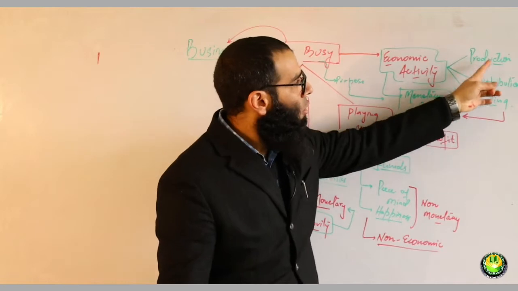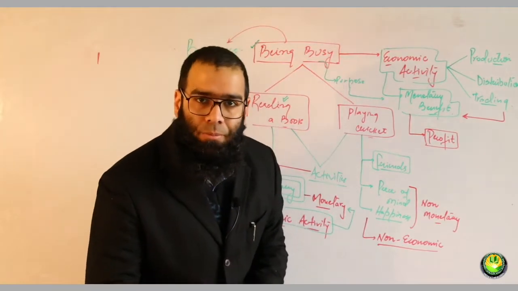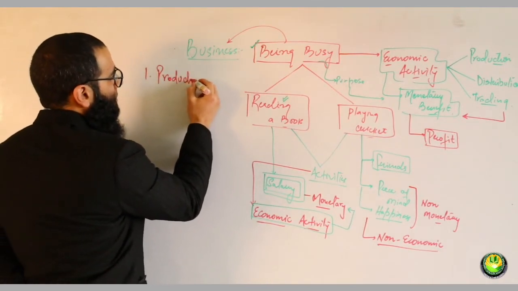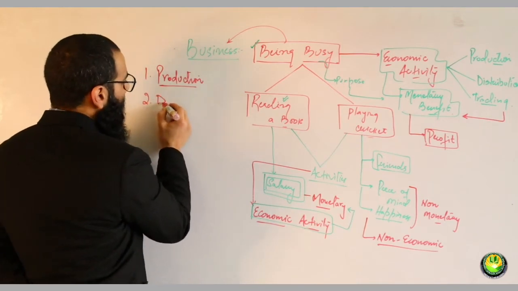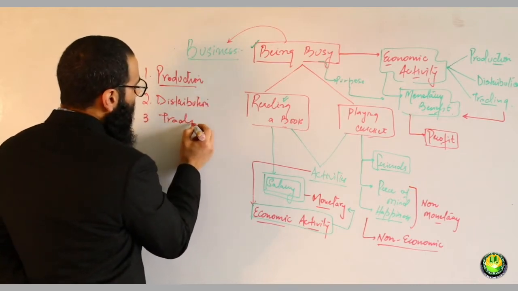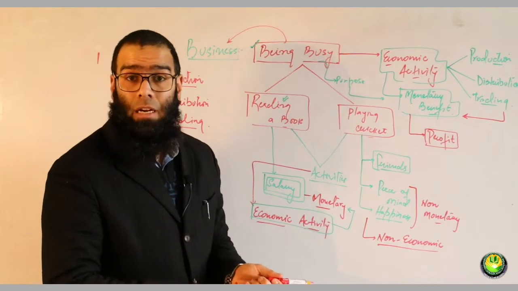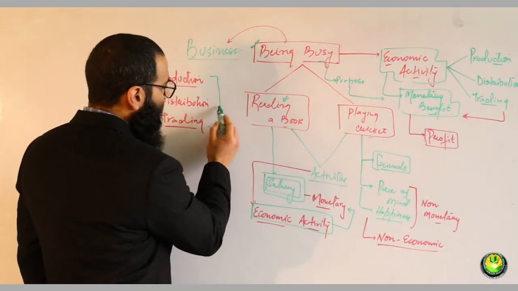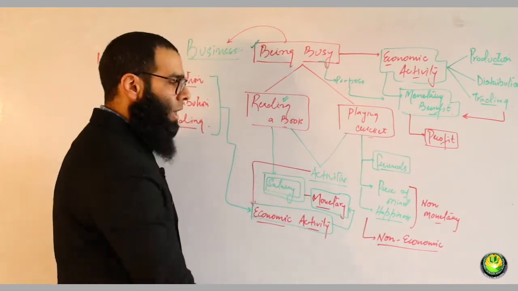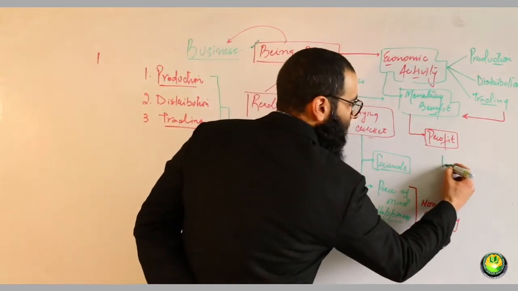Now, if it involves these three activities, we must know what these three activities are. So when we say production, when we say distribution and trading, all these three activities are rightfully economic activities, and all of them are done so that we may earn some monetary benefit. So as far as these three are considered, first take production.